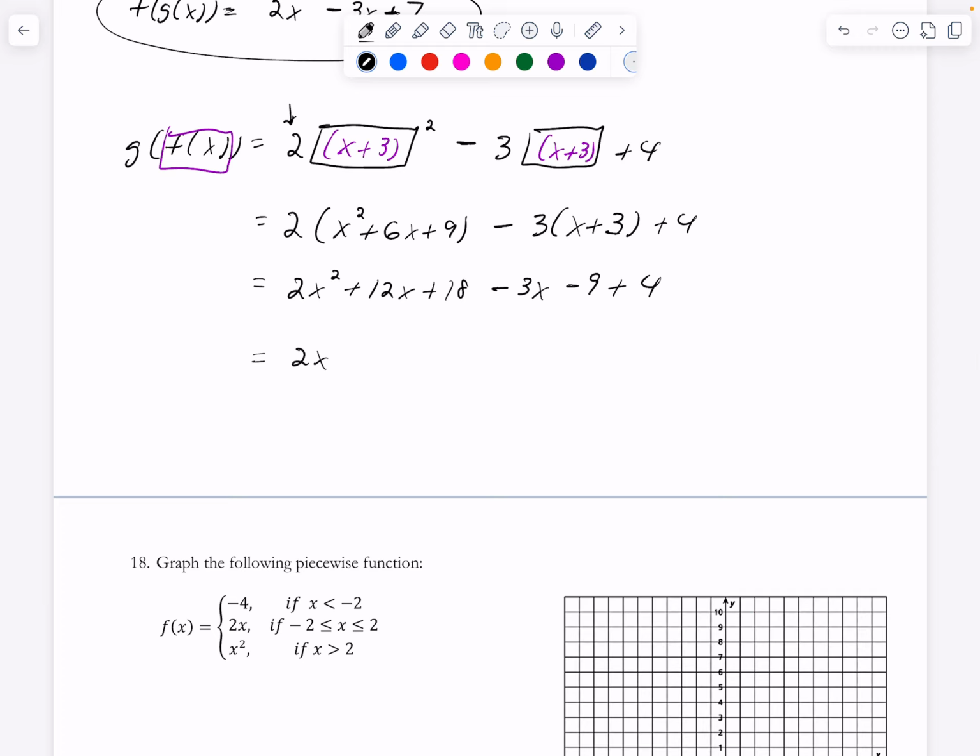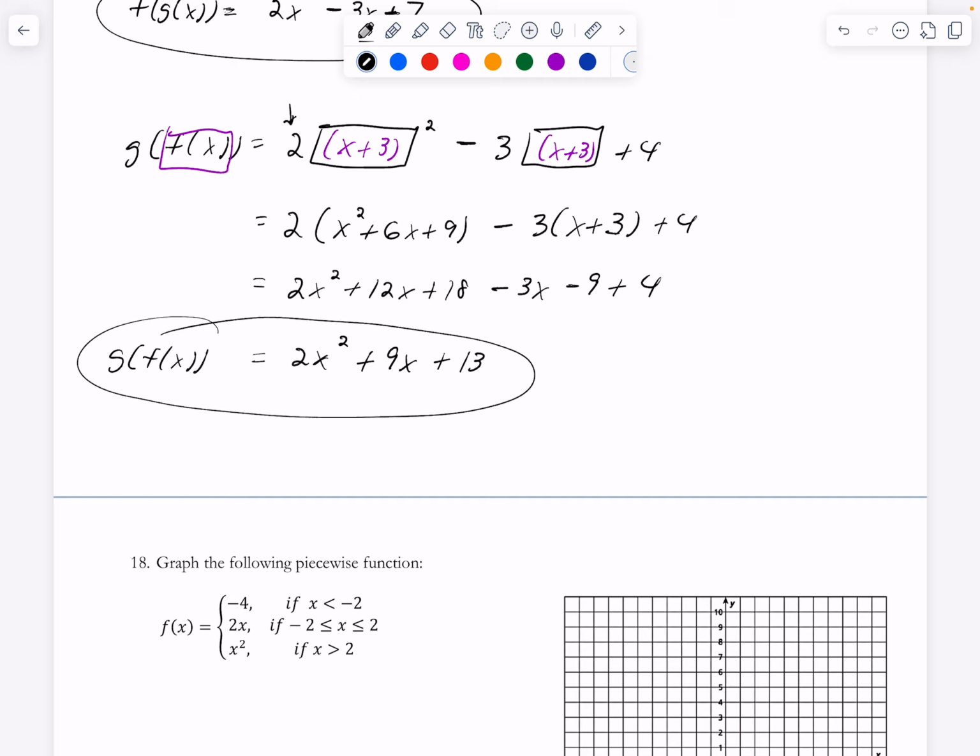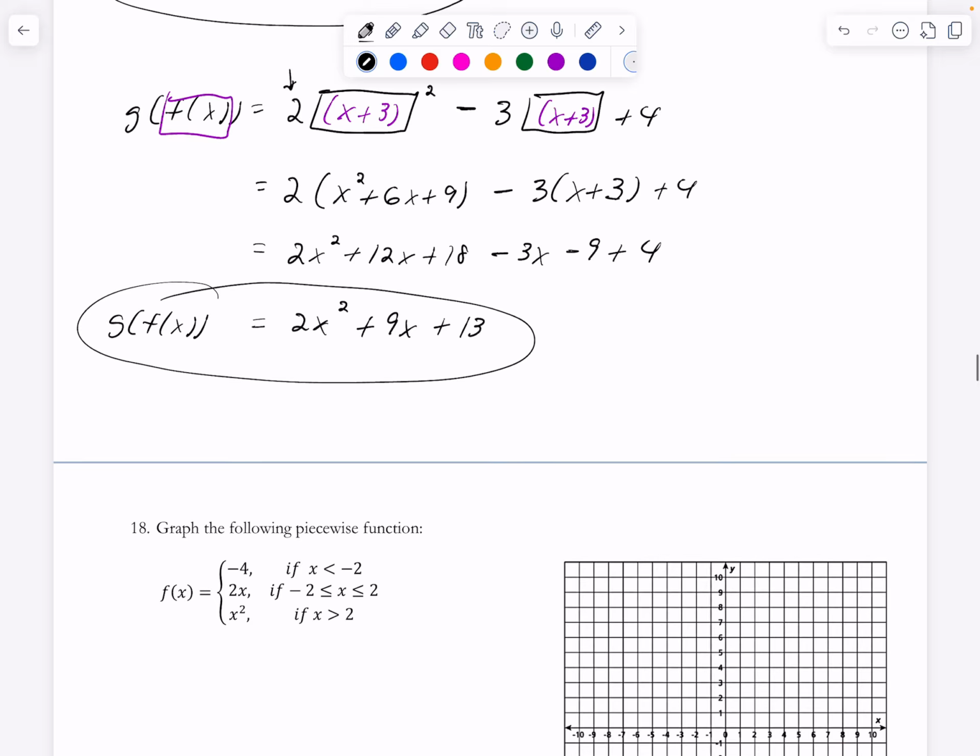So combining like terms gives us 2x squared. 12x minus 3x is 9x. 18 minus 9 is 9. 9 plus 4 is 13. Again, just take a quick peek. I don't know if it's factorable. Let me think about it. Factors of 26 that add to 9. I don't think it is, but even if it were, don't factor it. No reason to. Leave it like that.